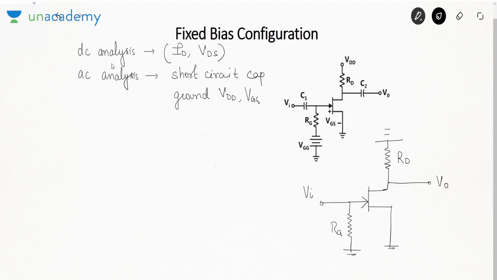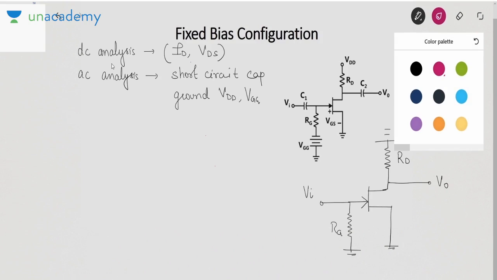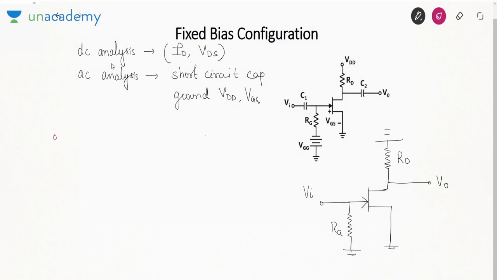Now I'll replace the JFET by its small signal model. So how will I do that? This is the input voltage. Between the input voltage and ground there is a resistance RG. Now this input voltage is connected to the gate. Between gate and source we have voltage VGS and it is open circuited. Now this is gate, drain, source. The source terminal is grounded. Between drain and source we have a current source gm VGS.